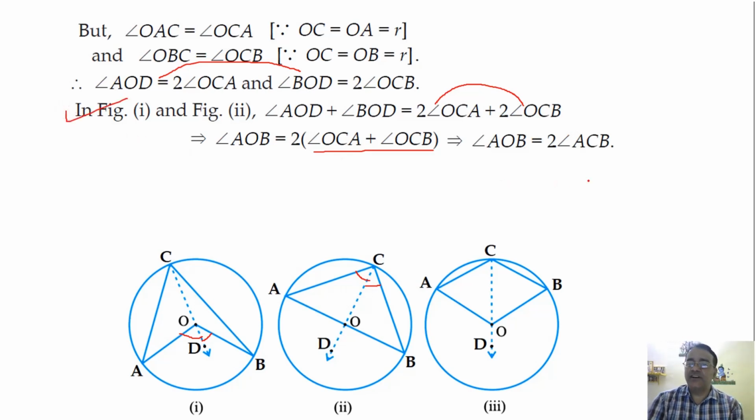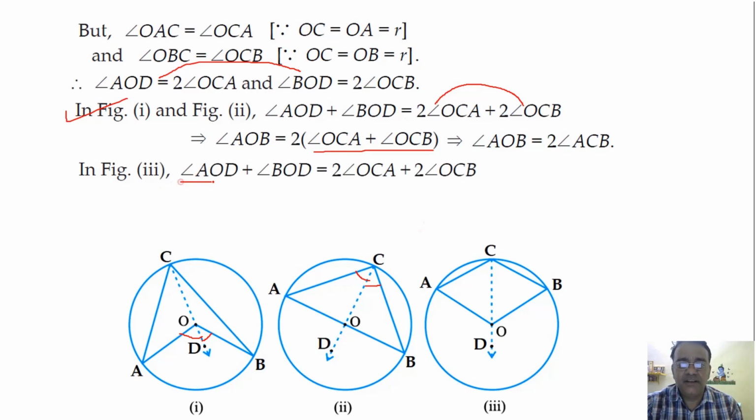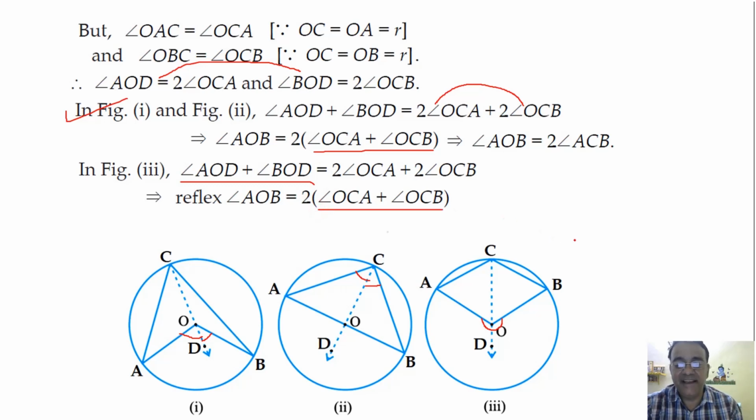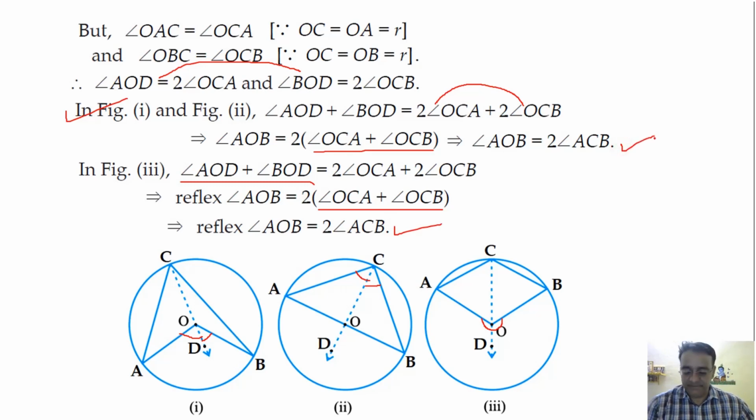Now for the third figure also we'll do the same thing. We will add these two angles. But if you add these two angles here, we can't write angle AOB because this is a reflex angle. So we'll write reflex angle AOB is equal to 2 times this angle, and the sum of these two angles is angle ACB. So this is the proof of this theorem. Any doubt?